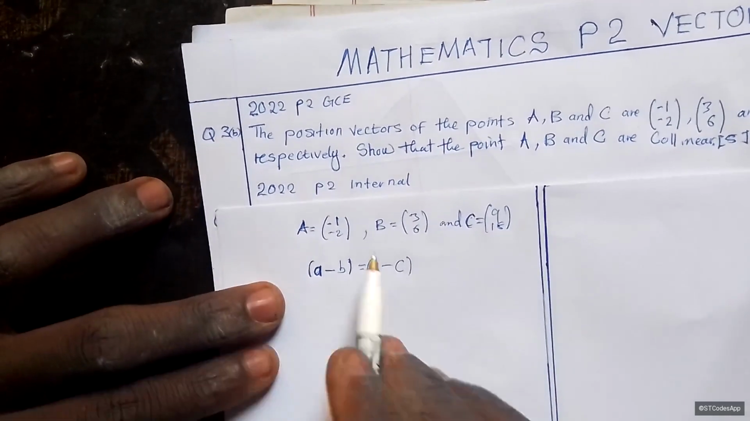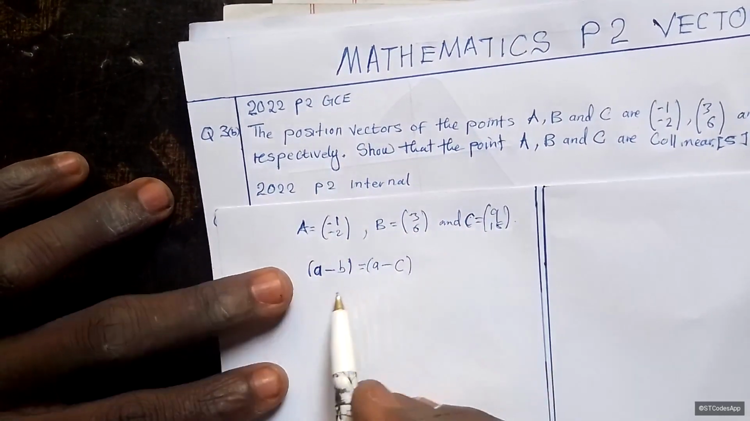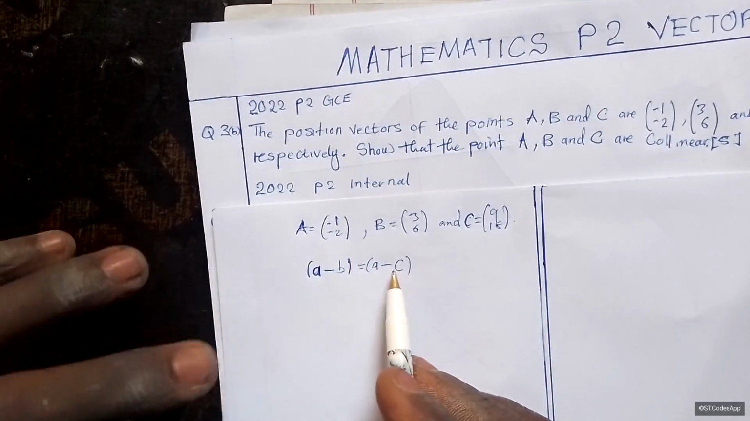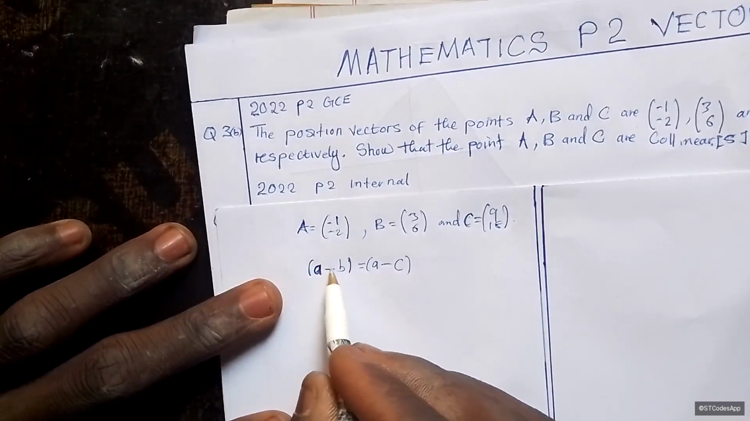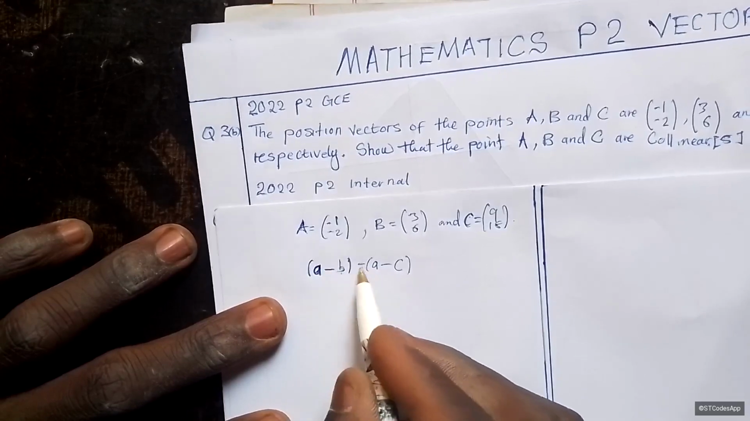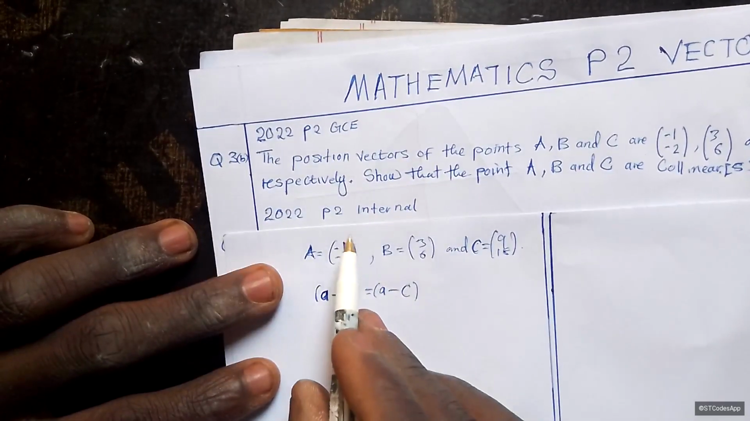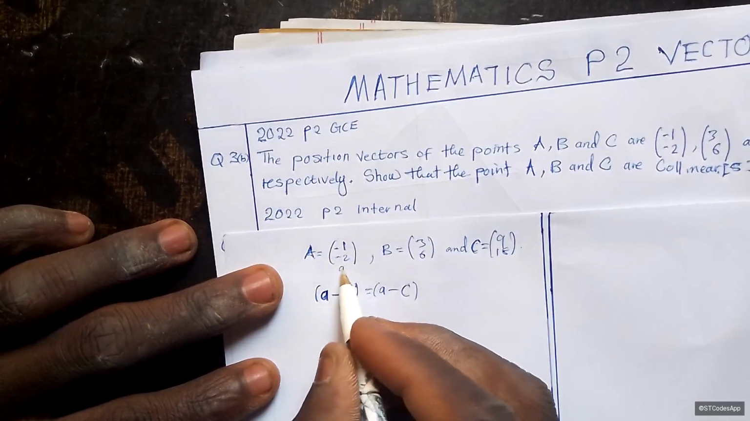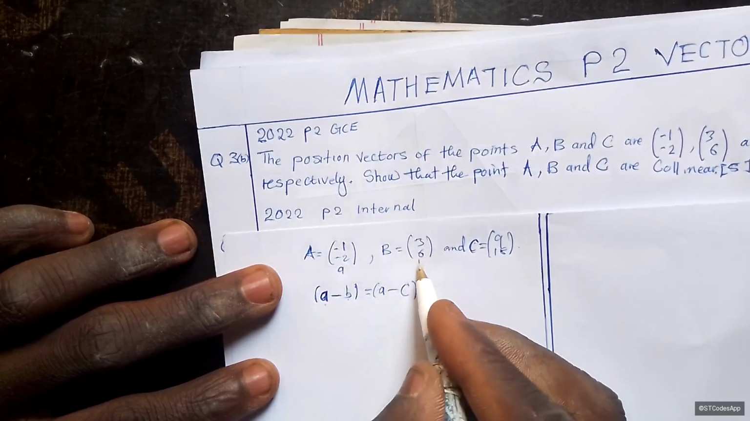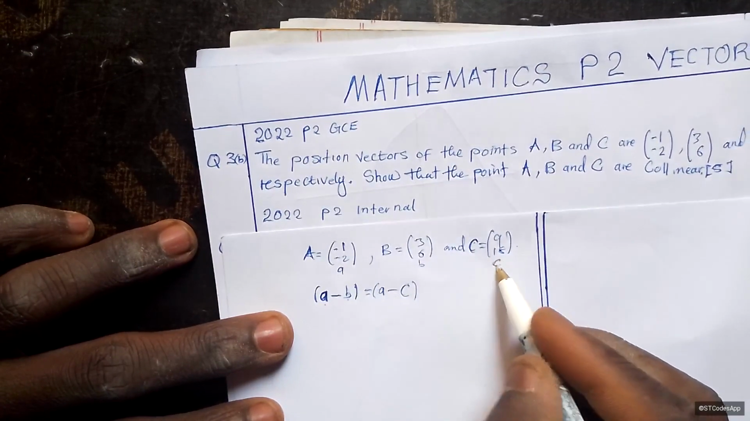What I mean is this. Since we have three column vectors, A, B and C, that is the reason I'm saying A minus B and A minus C. Hear me clearly: this A is subtracting both B and C. So A minus B is equal to A minus C. Since these are column vectors, this one represents vector A, this one represents small letter b, and the last one represents small letter c.